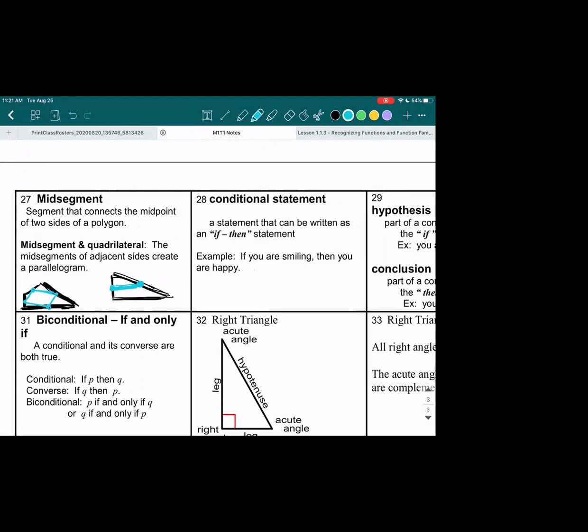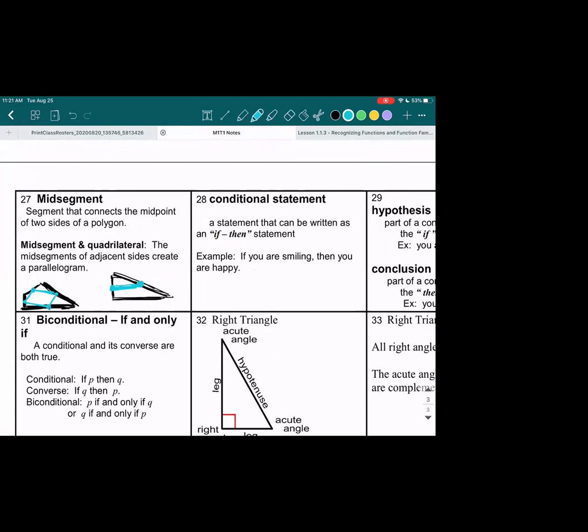A conditional statement is a statement that can be written as if, then. So for example, if you are smiling, then you are happy. That is a conditional statement. Or if you are frowning, then you are sad. Something like that. Those would be conditional statements.